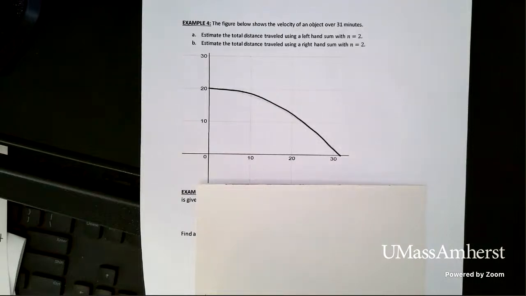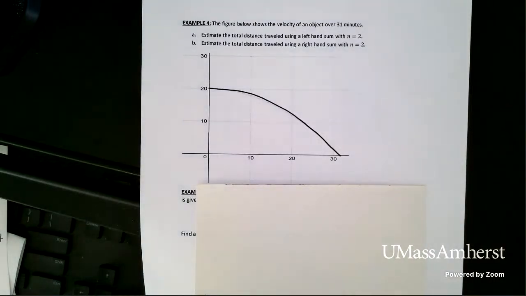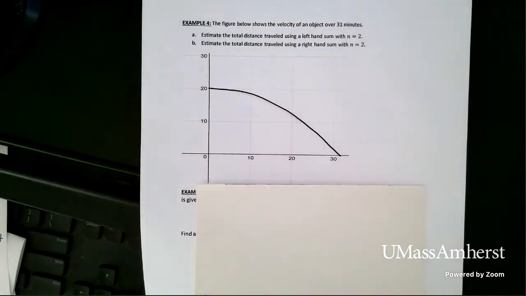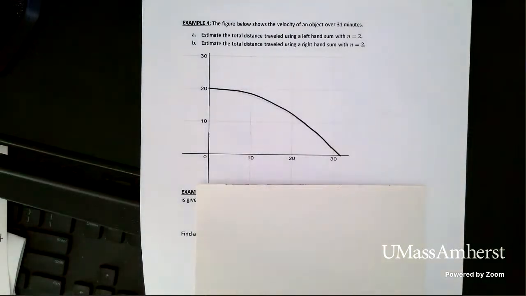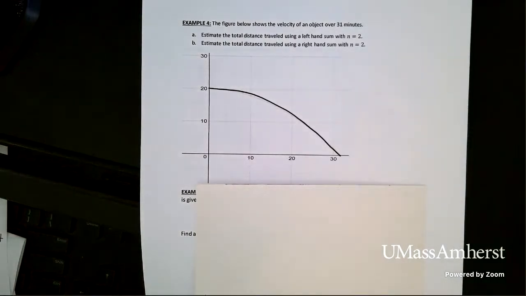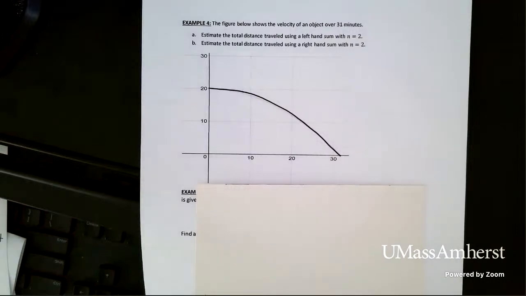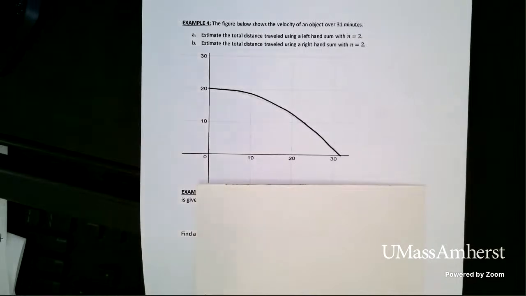Okay, we want to estimate the total distance traveled using a left-hand sum with n equals 2, and we want to approximate a right-hand sum with n equals 2. So what does that mean? N equals 2 is the number of rectangles we are using to approximate. So we are trying to fit in 2 rectangles to approximate using a left-hand approximation, and 2 to do a right-hand approximation.